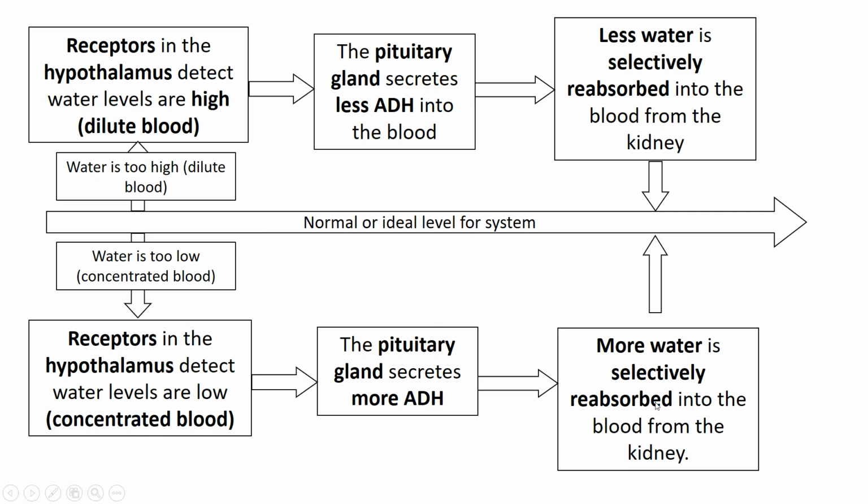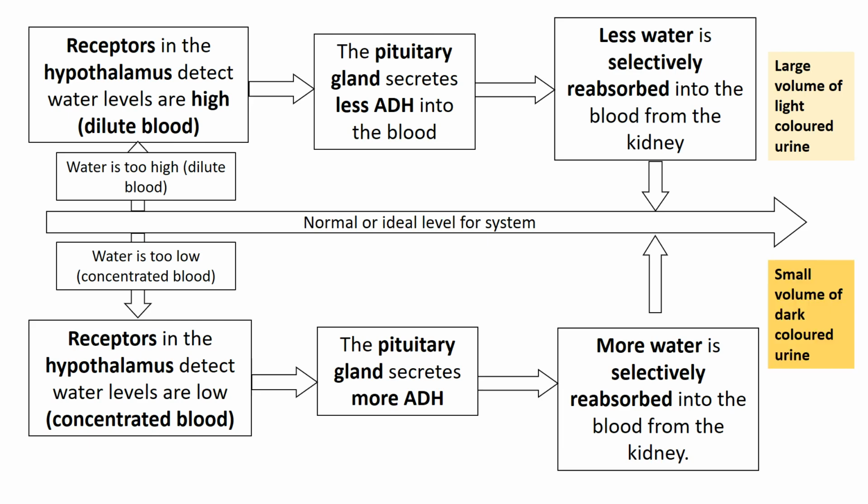So if you can remember that less ADH means less water reabsorbed, then you will produce a large volume of light coloured urine, because remember, less water is being reabsorbed back into the body. If you can remember, when water is too low, the pituitary gland secretes more ADH, so more water is reabsorbed, then you'll get a smaller volume of dark coloured urine. That's my top tip, really, to remember: less ADH, less reabsorbed, more ADH, more reabsorbed. And then hopefully you can work out the other bits around it based on those two key ways of remembering it.